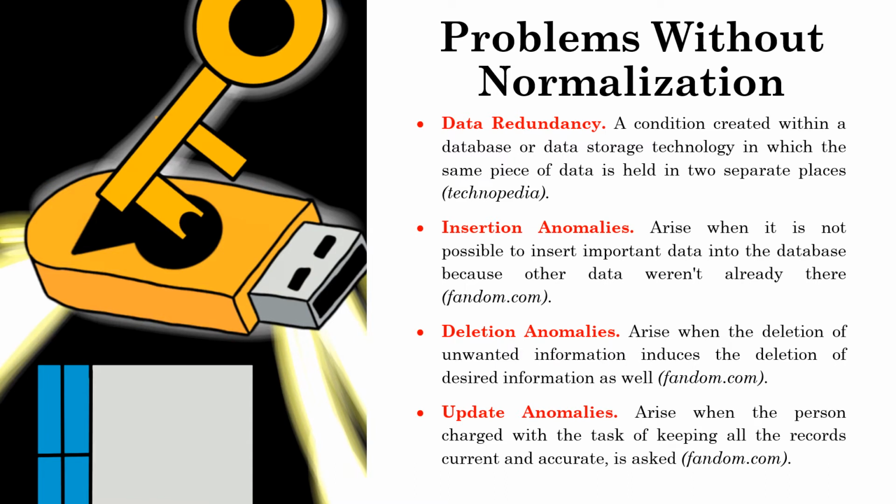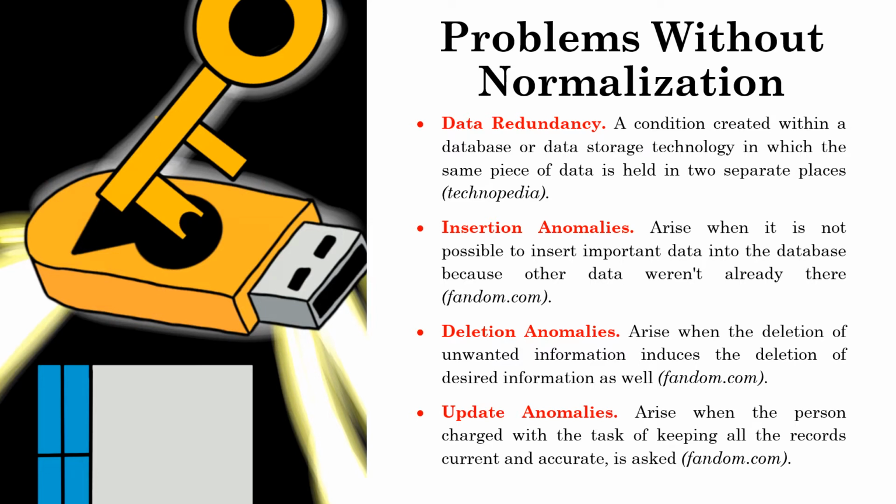So what are the problems without normalization? Usually we have data redundancy, insertion anomalies, deletion anomalies, and update anomalies. Data redundancy, as defined by Techopedia, is a condition created within a database or data storage technology in which the same piece of data is held in two separate places.